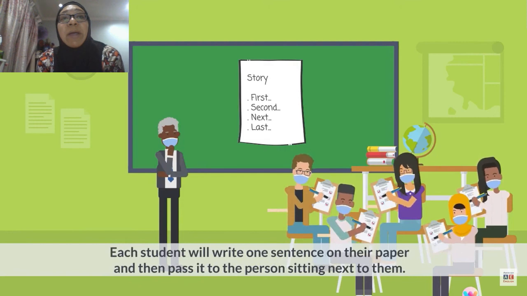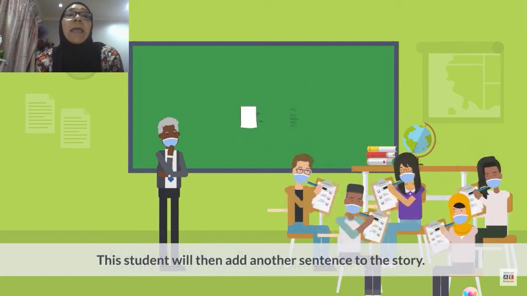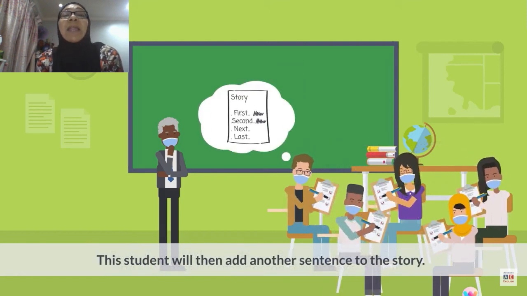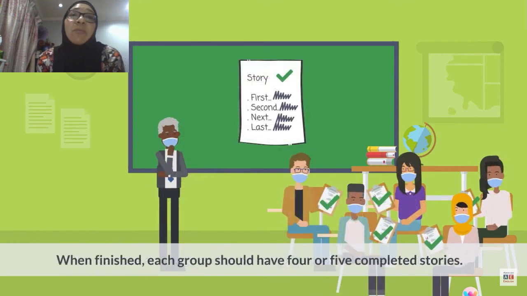So each student will write one sentence on the paper and then pass it to the next person, your friend sitting next to you. And then the next student will add in another sentence to the story. You can use the image on the board to help explain the directions if you have to. So when finished, each group should have 4 or 5 completed stories.